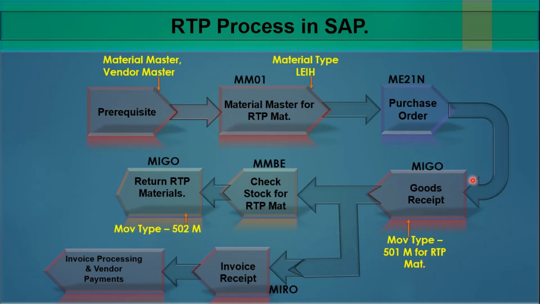Only at the time of GR, one additional movement we add for RTP material is 501 and we settle them again. We return them again using 502 in another extra MIGO. So that's the difference from the P2P cycle, and it's really easy, nothing hard with it. But still I have found some students don't know how to perform RTP and find it really difficult when they hear about RTP, but it's pretty straight and similar.